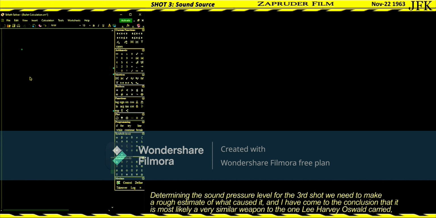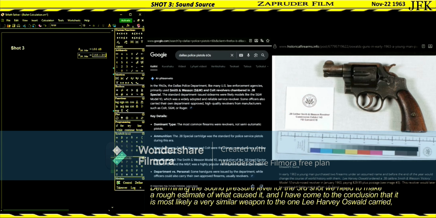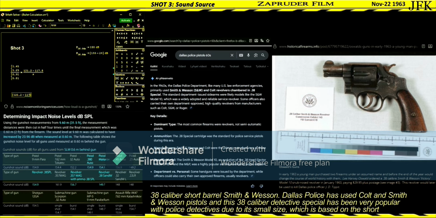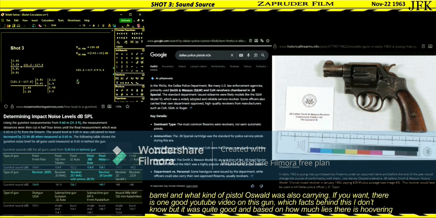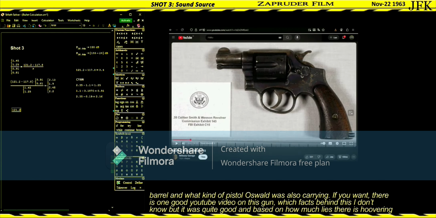Determining the sound pressure level for the third shot, we need to make a rough estimate of what caused it, and I have come to the conclusion that it is most likely a very similar weapon to the one Lee Harvey Oswald carried, a .38 caliber short barrel Smith & Wesson. Dallas police has used Colt and Smith & Wesson pistols, and this .38 caliber detective special has been very popular with police detectives due to its small size, which is based on the short barrel, and what kind of pistol Oswald was also carrying. If you want, there is one good YouTube video on this gun.